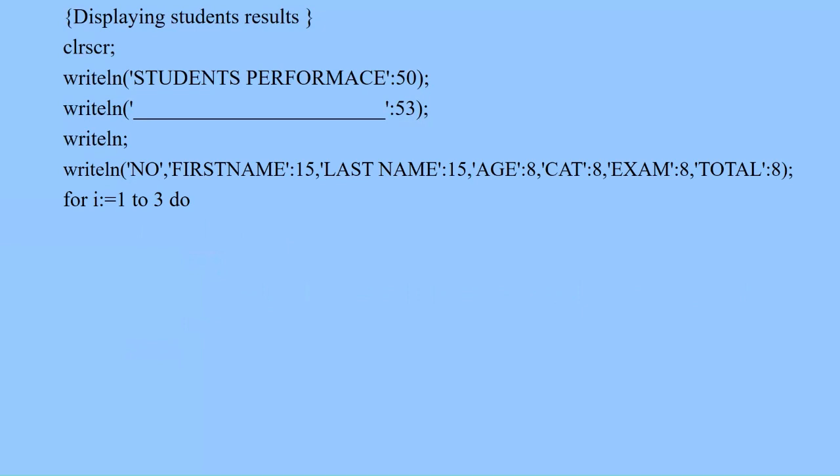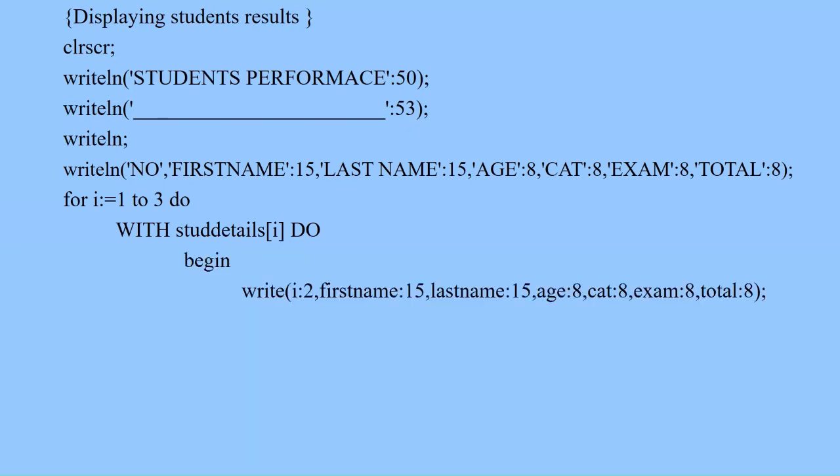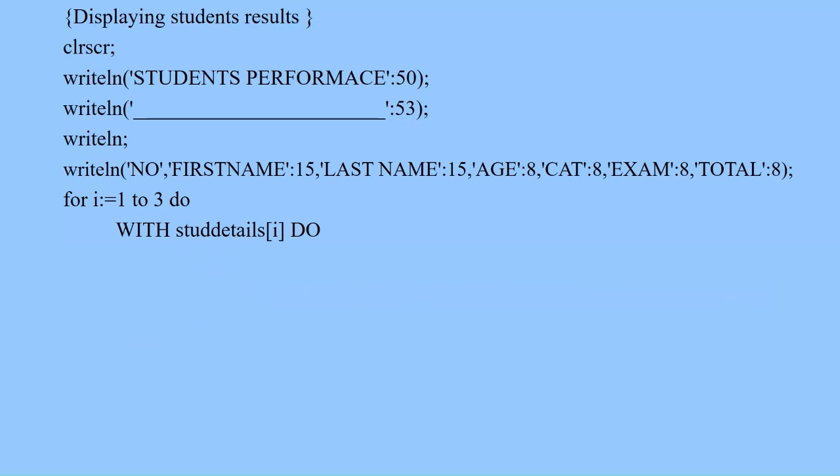So I becomes 2. 2 is less than 3. So with student details 2, do. So we read first name, last name, age, cat, exam, and total for the second record or second student. And then without a blank line, we increment again the value of I. So 2 plus 1 is 3.